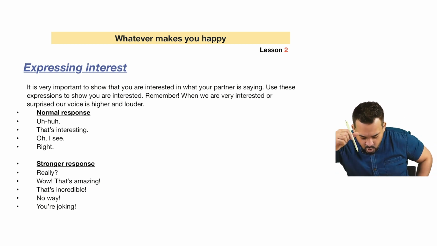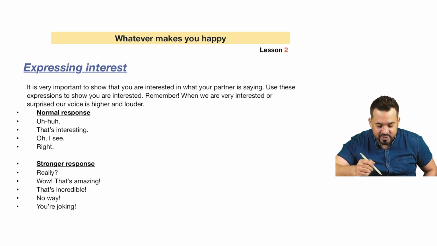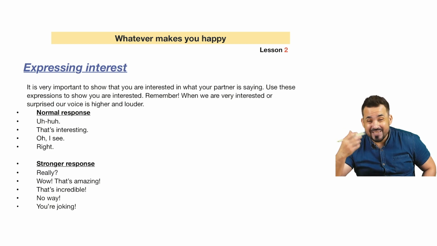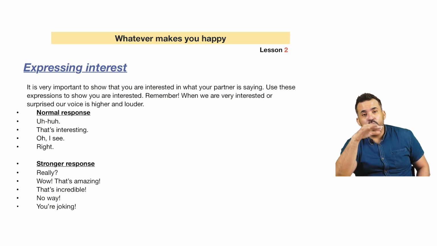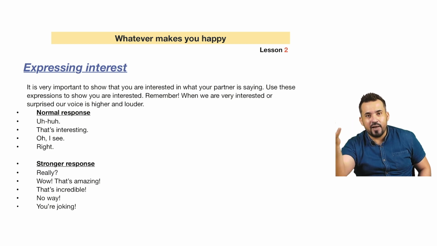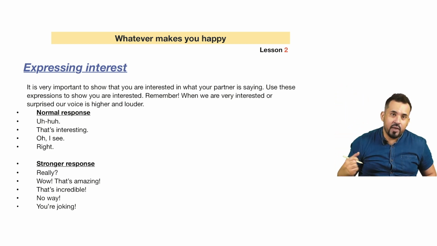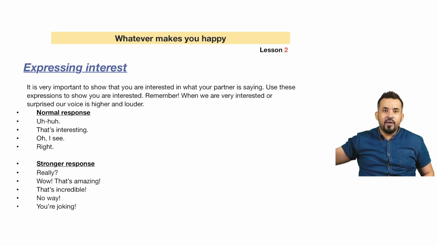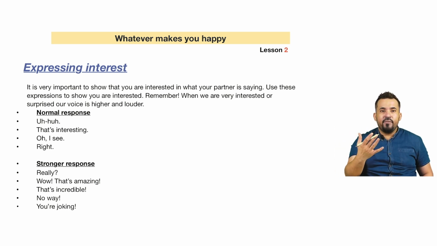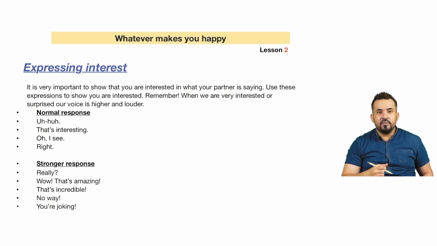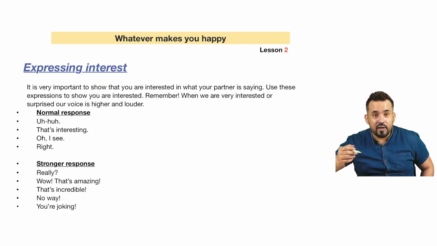Remember, when we are very interested or surprised, our voice is higher and louder. So we don't say, oh, interesting, in a flat voice. No, that's monotone. That's like a robot. When you are expressing interest, your voice should go up and high. Okay, so like, oh, wow, interesting. You see? That is how you express interest, not, yes, interesting. That just sounds fake.